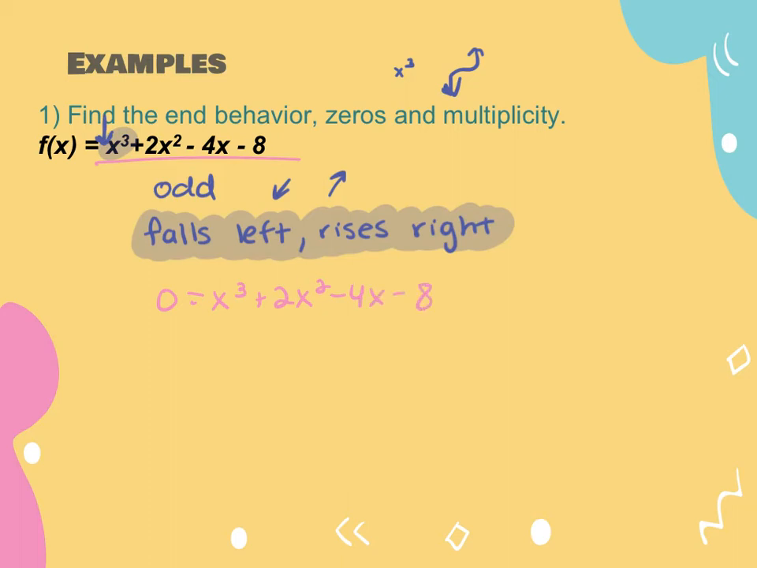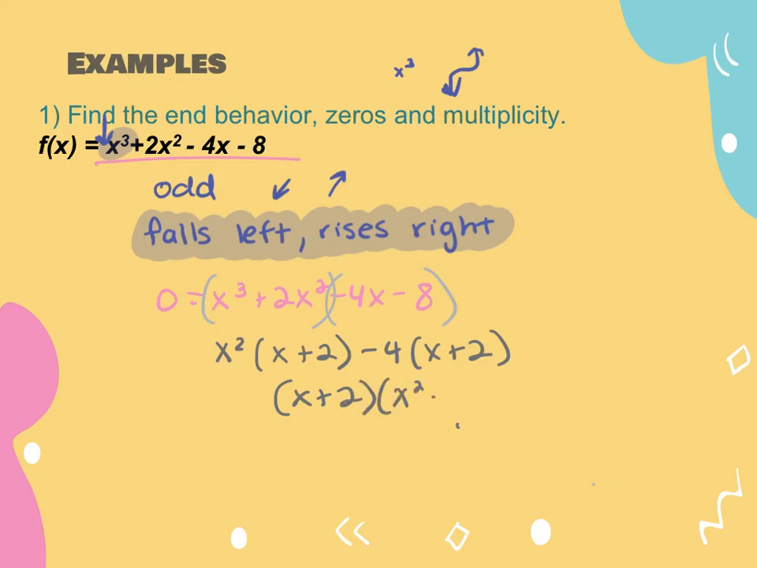And what do we do with 4 terms? Say again. Group them. Good. Group them. So from the first parentheses, I can take out an x squared. Second parentheses, negative 4. And I get x plus 2 and x squared minus 4. X squared minus 4 is the difference of two squares, so I can go one more step and make it x plus 2 and x minus 2.